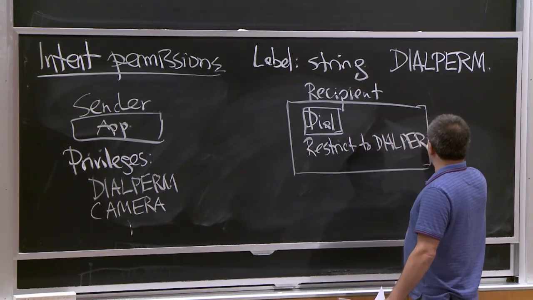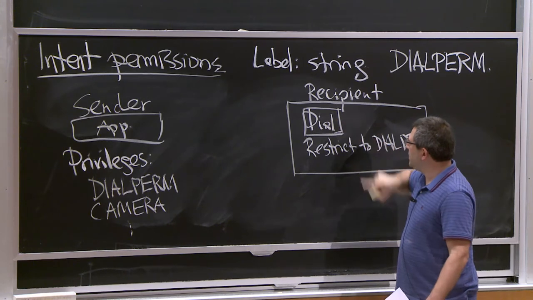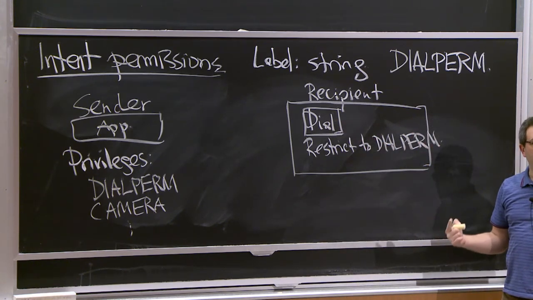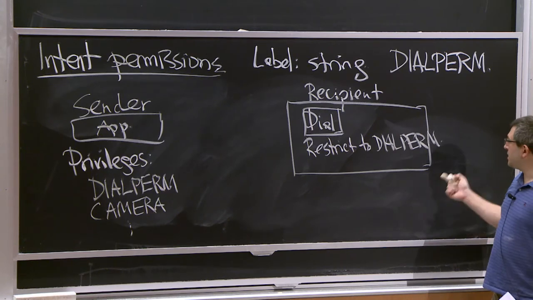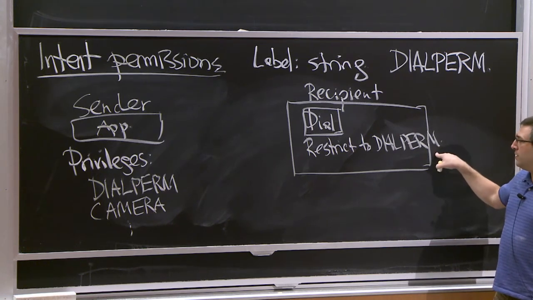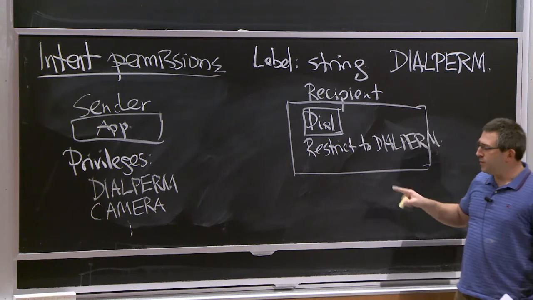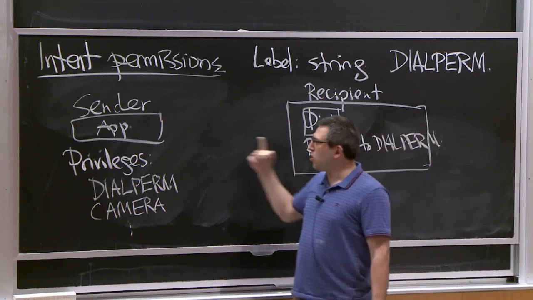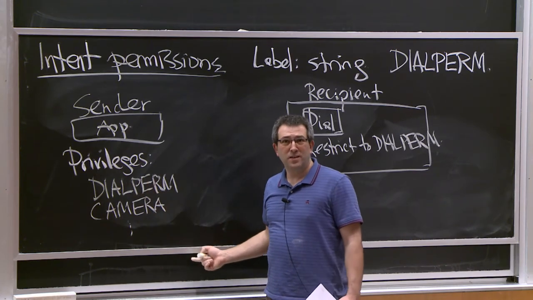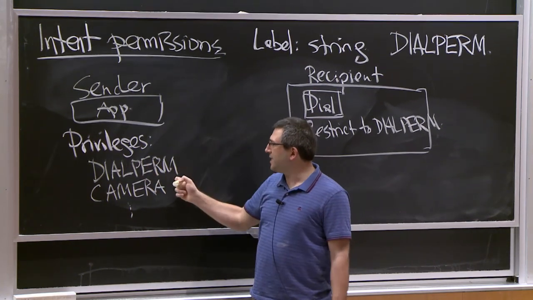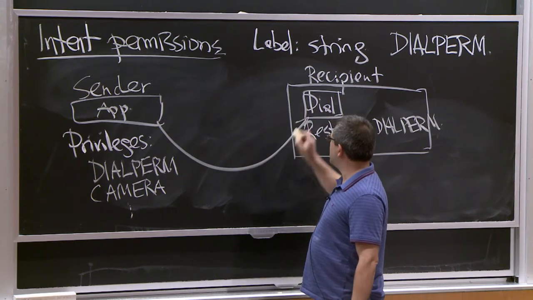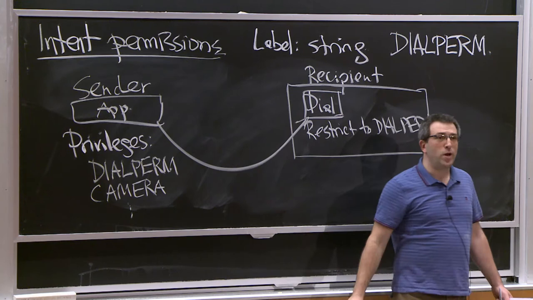And what this means is that for every component in an Android application, the developer of that component is going to choose what permission label protects that component. And what that means is it's a permission label that the callers must have in their list of privileges. So if you have an application that has the dial perm privilege, it's now going to be allowed to send an intent to this dial component inside the phone app.